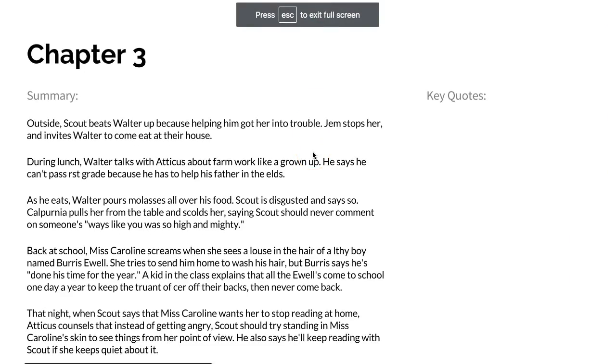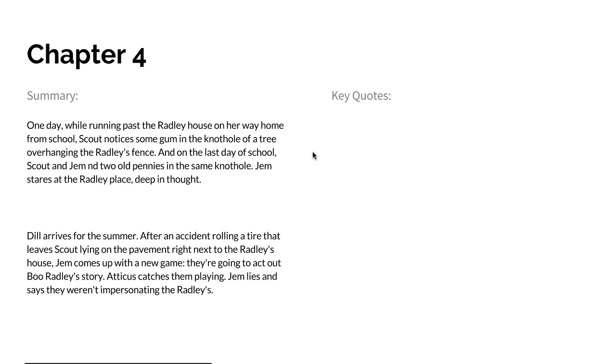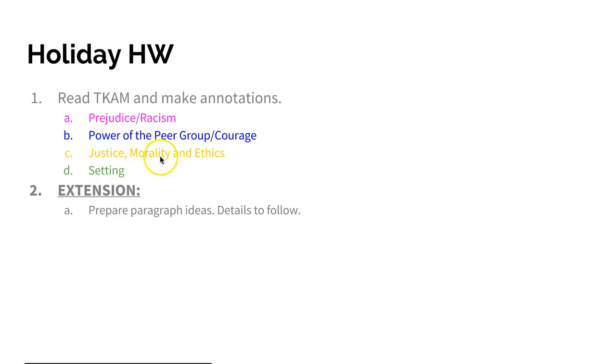You can go through these and pause if you like to recap on the summaries. But holiday homework. You need to read To Kill a Mockingbird and make your annotations. They should be centered around these three main themes and then just general points about setting, and these are the colors that I'm using. So prejudice and racism in both texts.